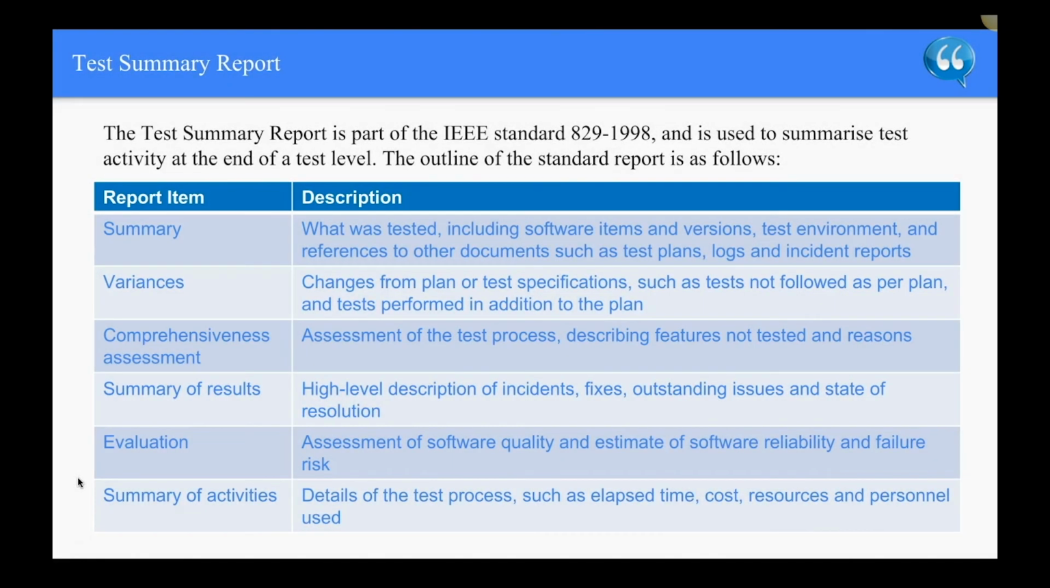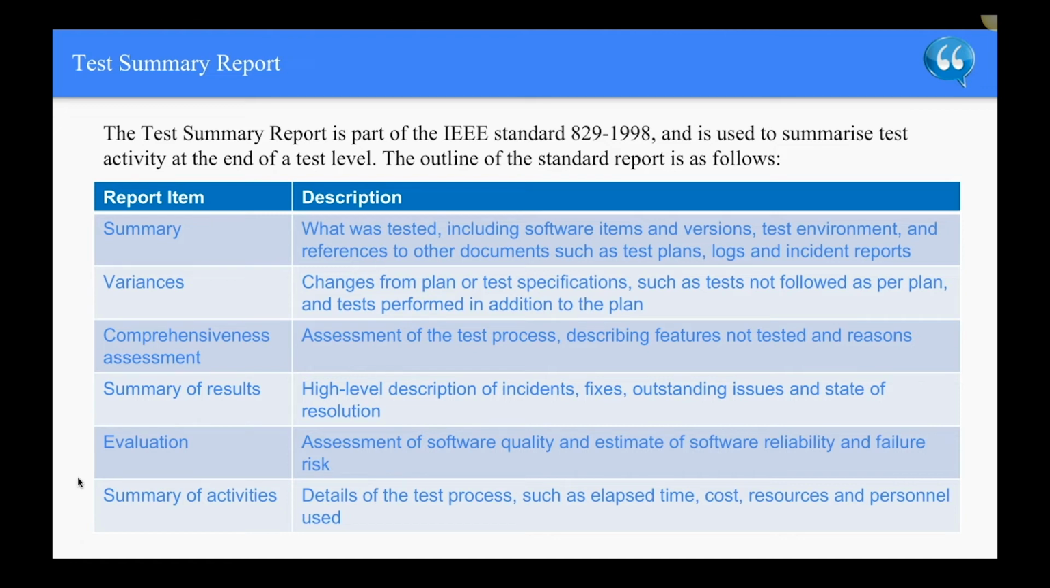Here's an example of a test summary report. So the test summary report is a part of the IEEE standard 829-1998 and is used to summarize test activity at the end of a test level. The outline of the standard report is as shown below.